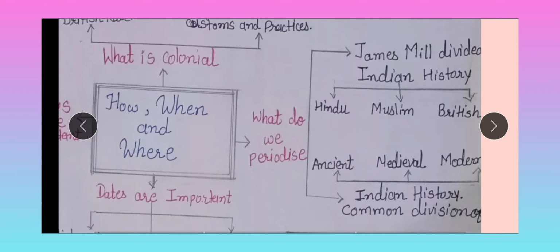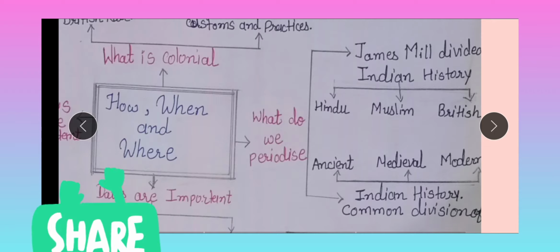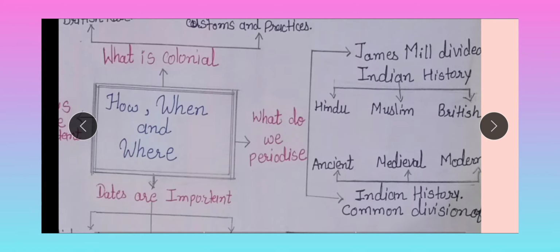He considered the Vedic Kal as Hindu, in which Hindu rulers were dominating in India. Then Muslim rulers came and the Mughal Empire was established, so that period he divided as Muslim. Then the Britishers came, and that era he divided as British. To divide Indian history this way, he wrote a book, History of India.